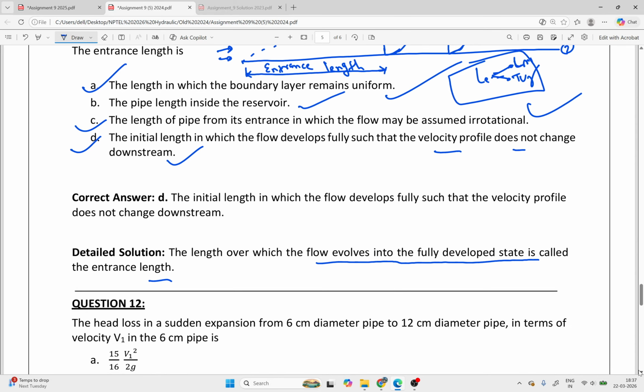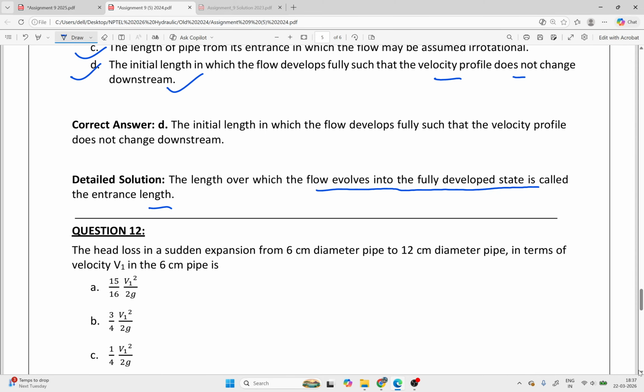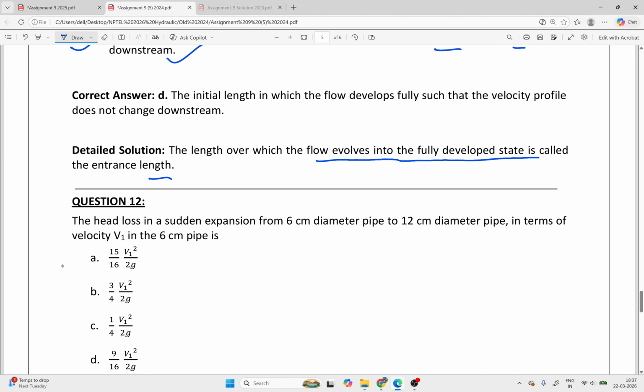Now the next question, question number 12. The head loss in a sudden expansion from a 6 centimeter diameter pipe to a 12 centimeter diameter pipe, in terms of velocity v1 in the 6 centimeter pipe, is: option A, 15 by 16 v1 square by 2g. Option B, 3 by 4 v1 square by 2g. Option C, 1 by 4 v1 square by 2g. Option D, 9 by 16 v1 square by 2g.